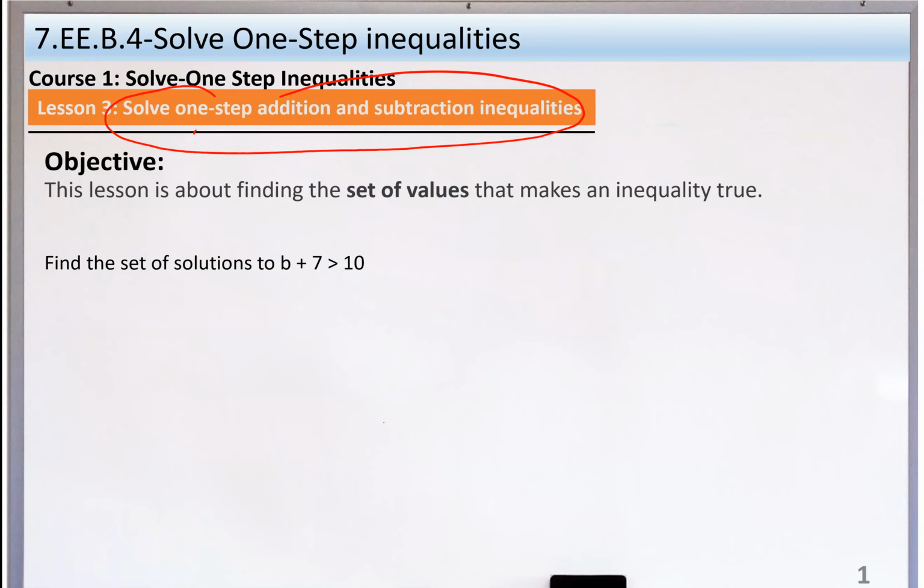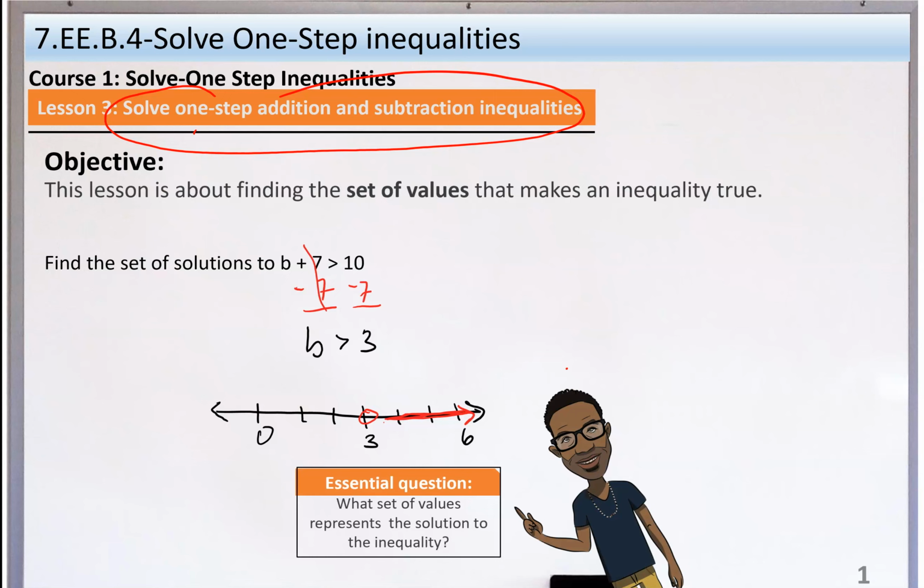All right, so again, these are just like one-step equations. We apply the inverse operation to our constant. Some number b plus 7, 7 is our constant, is greater than 10. We subtract 7 from both sides. So our solution is a set of values, which is anything greater than but not including 3. Okay, let's get started.